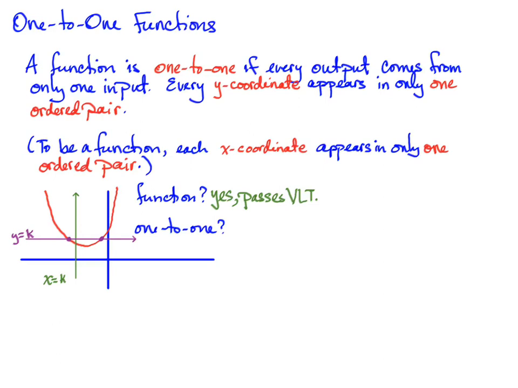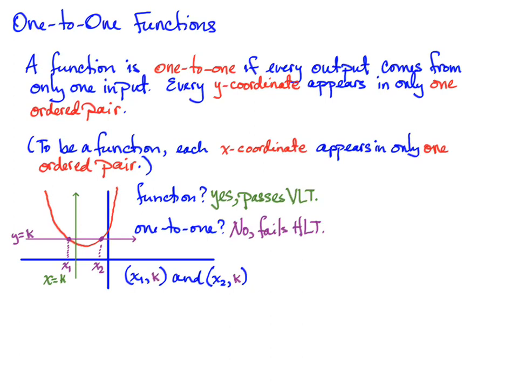So that means there are 2 points on that graph with the same y-coordinate, but 2 different x-coordinates. One of them has x-coordinate x1 and the other one has x-coordinate x2. So I've got 2 different points with the same y-coordinate. And that's not okay. That's a function, but it's not a one-to-one function. So we just failed what we call the horizontal line test.